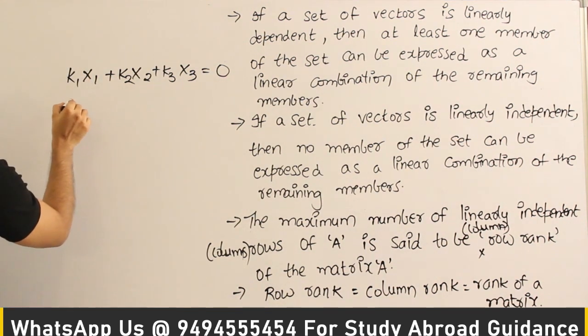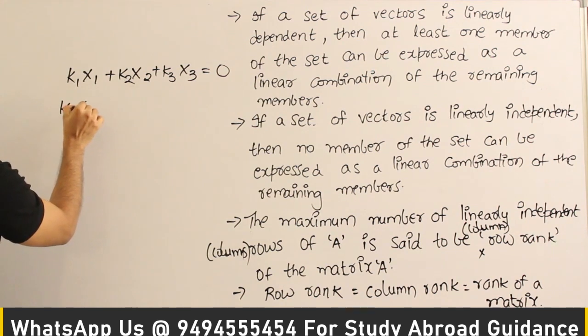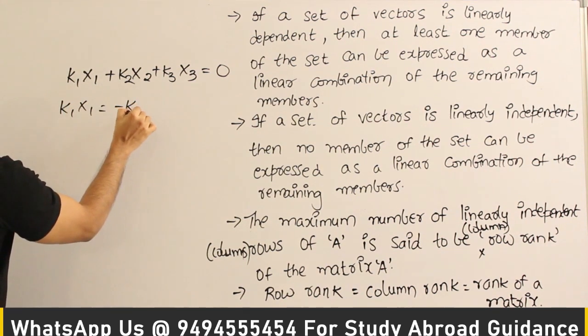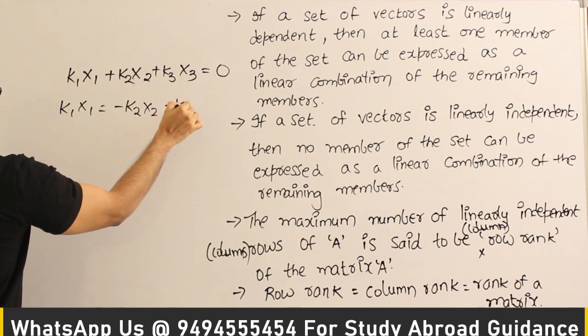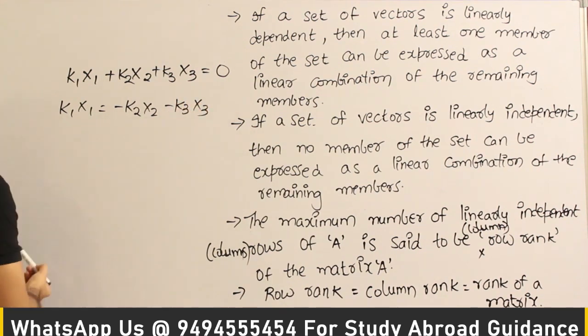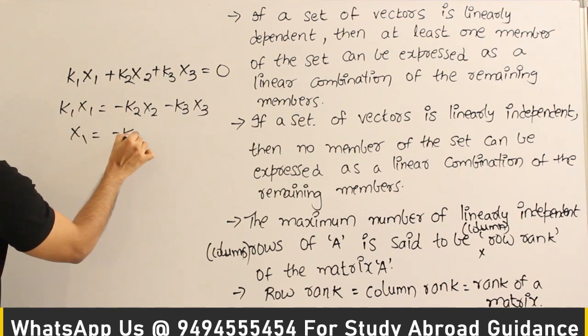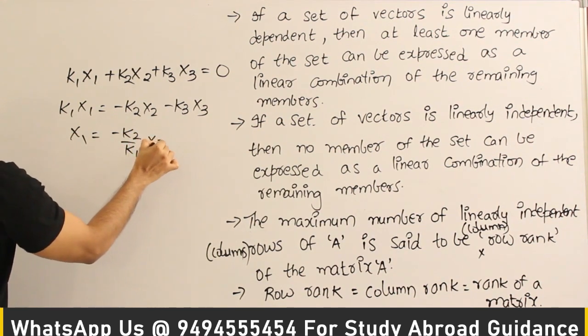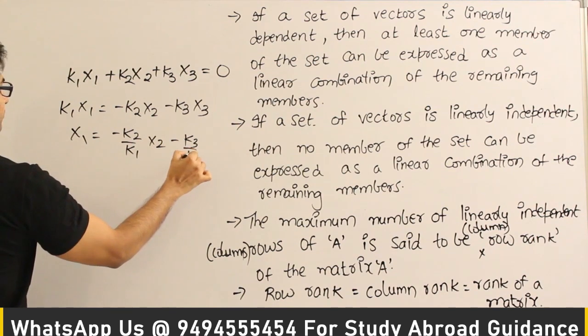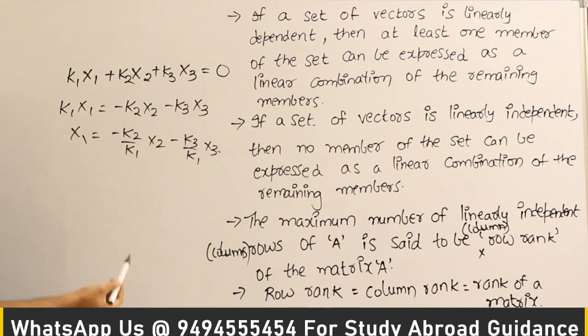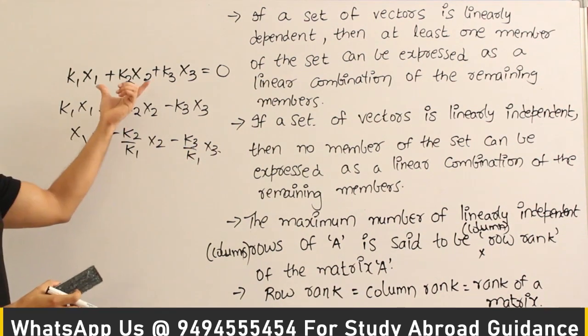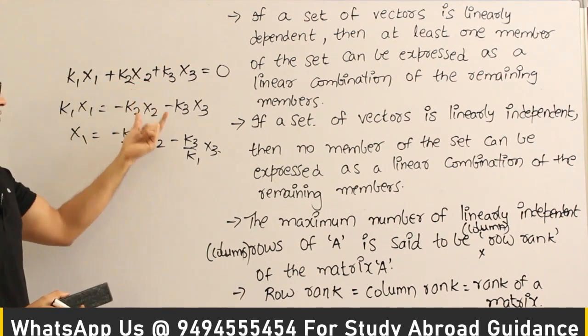So see, I can write it like this, right? k1 into x1 equal to minus k2 into x2 minus k3 into x3, right? Then x1 equal to... that is the meaning of this point. So if we have any set of linearly dependent equations, then we can write like this.